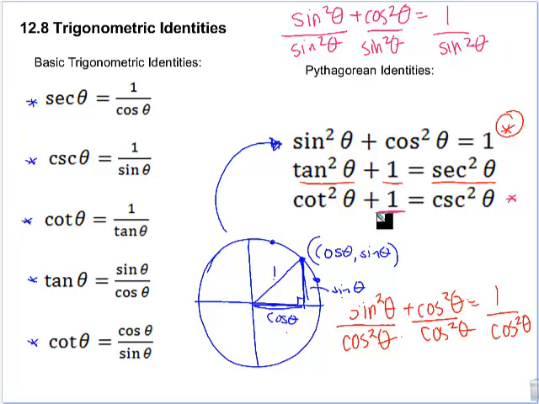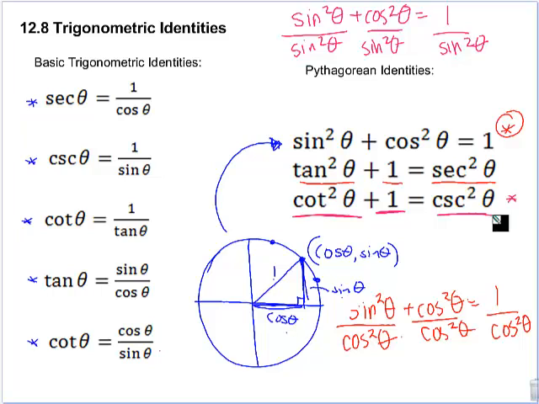Plus cosine squared over sine squared. Well, what does cosine over sine simplify down to? Cotangent. So there's our plus cotangent squared. And then 1 over sine squared. Sine is the reciprocal of cosecant, so equals cosecant squared. So these are our three Pythagorean identities. And we're going to use these to help us find missing information and also then to simplify things down.